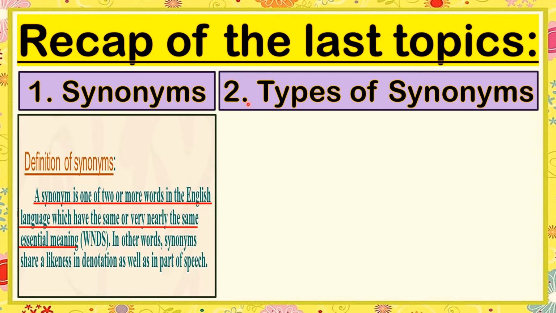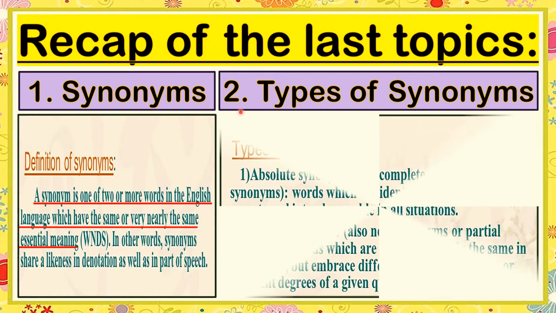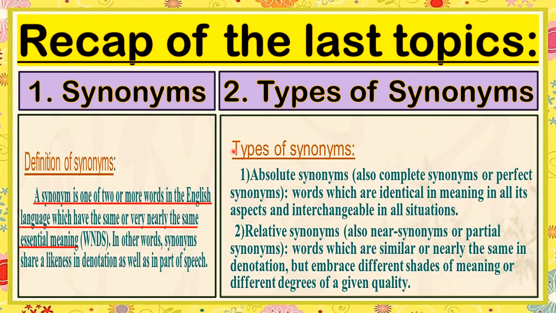The second topic that we have discussed is about the types of synonyms. So class, there are many types of synonyms, but we only discussed two types: first, the absolute synonyms, and the second one, relative synonyms. When we say absolute synonyms, it means complete synonyms or perfect synonyms, words which are identical in meaning in all its aspects and interchangeable in all situations. The second one is relative synonyms, also near synonyms or partial synonyms, words which are similar or nearly the same in denotation but embrace different shades of meaning or different degrees of a given quality.